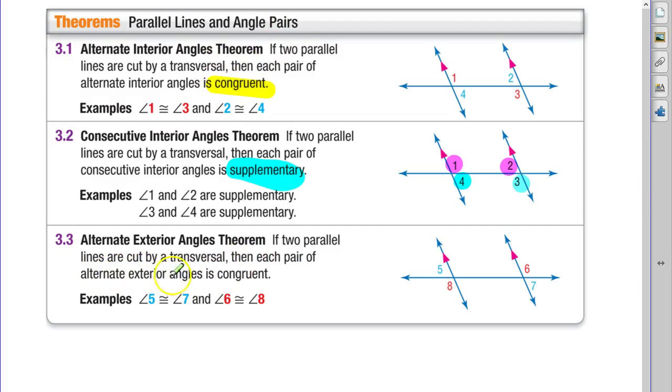Alternate exterior, congruent. So 5 and 7, 6 and 8.